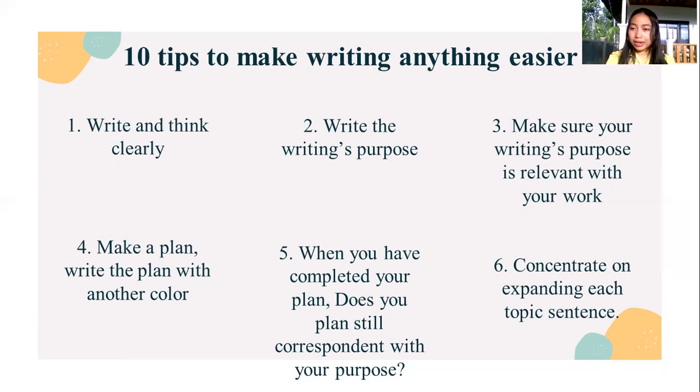And then the fourth is make a plan. Write the plan with another color. You can write the plan of your writing. For example, you can finish your work in 1 hour, or you can finish your work in 1 day. You can make a note in front of you about your plan and also your purpose. And when you write, you can see, oh, this is my plan, I should finish this in 1 hour, like that.